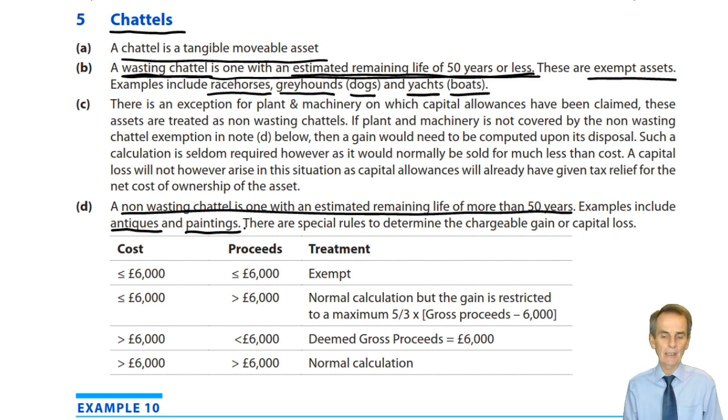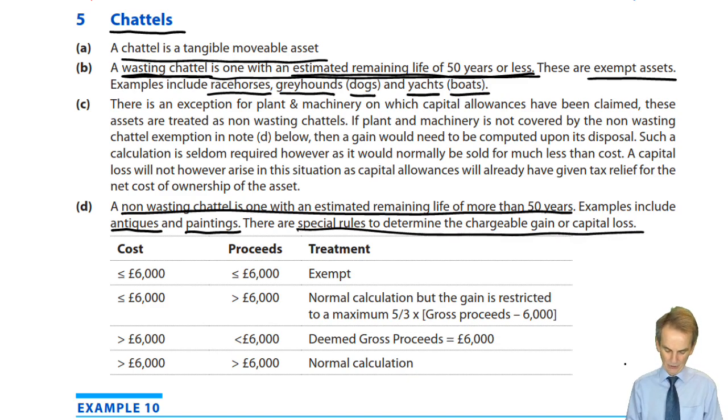Again, we may see that the gain or loss is exempt. We may see that only some of the gain is chargeable, or that only some of the loss is allowable there.